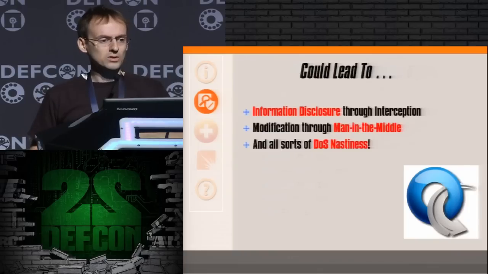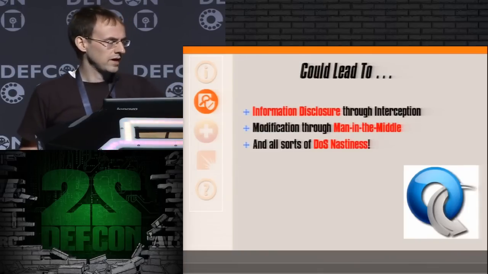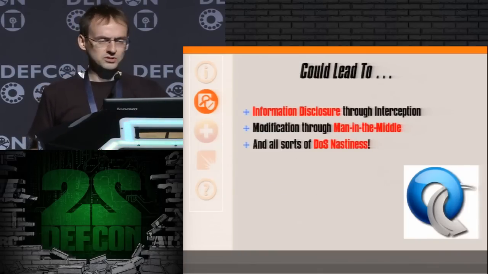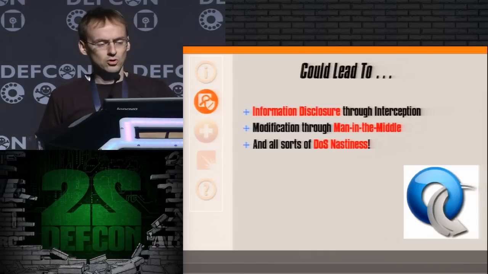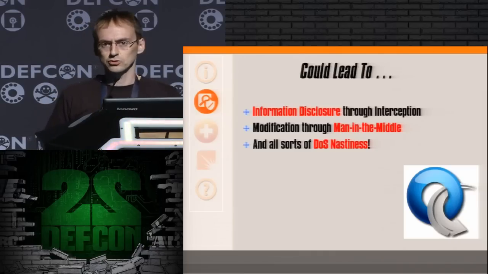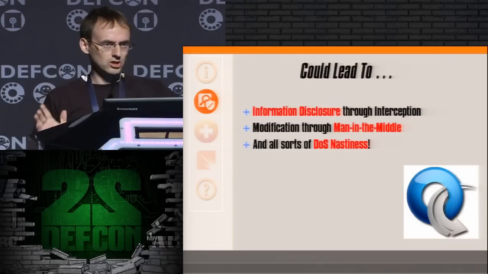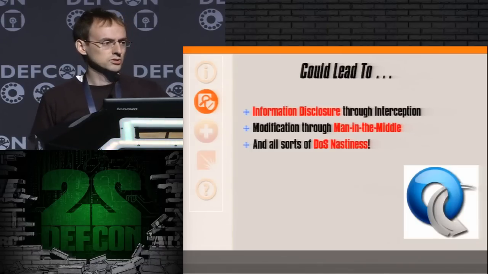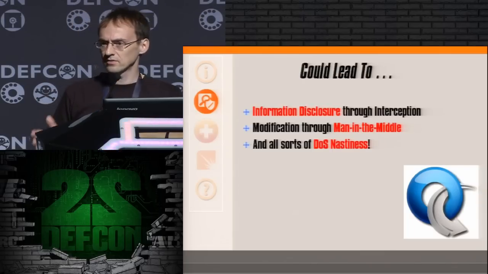Okay? Now, what this could lead to, right, for a vast majority of people using these products and using the protocol, is information disclosure through interception and modification through man in the middle. Right? That's a large portion of the people trying to do OpenFlow, try to do SDN, because they don't have the right match of equipment.